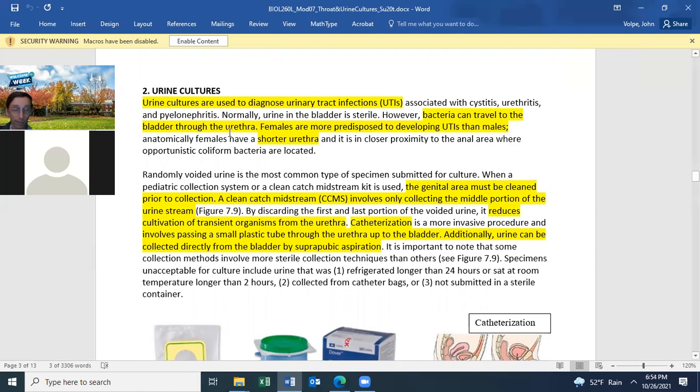If it goes into the bladder, it can cause a urinary tract infection, and females are more disposed to get a urinary tract infection than males because of their shorter urethra.